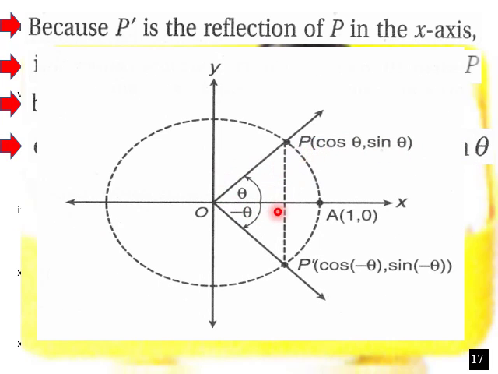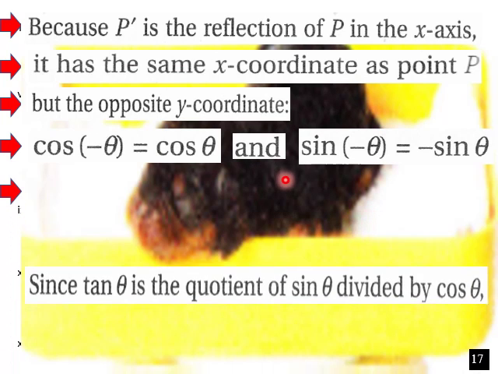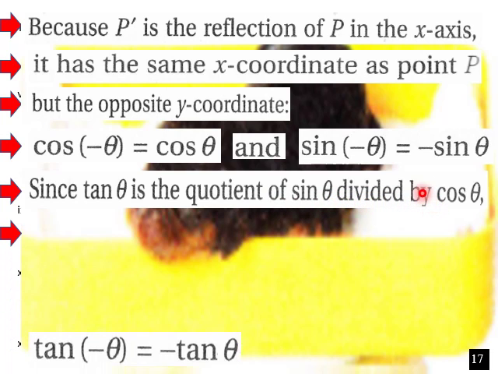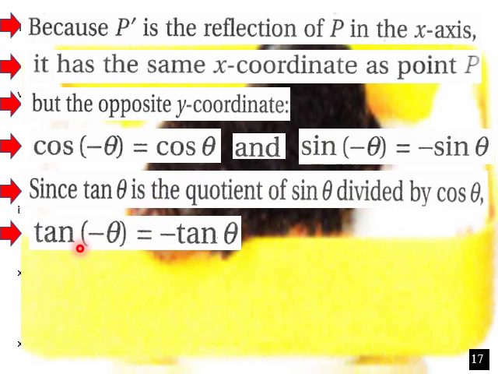So again, we go back to this here. You have different y-coordinates here. For this one here it is positive. For down here, it's negative. You have a negative y-coordinate down here, and that is reflected in your trig functions. Since tan theta is a quotient of sine theta divided by cosine theta, tan negative theta equals the negative of tan theta.